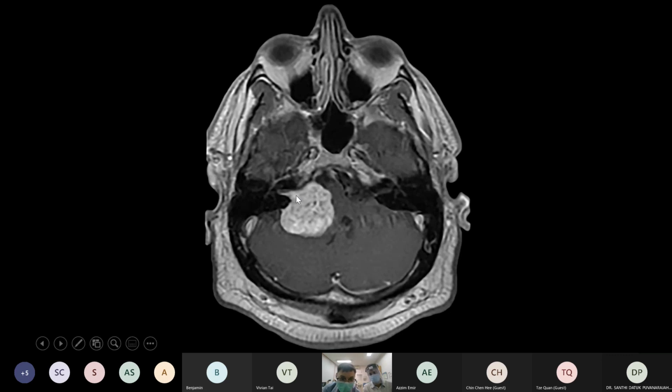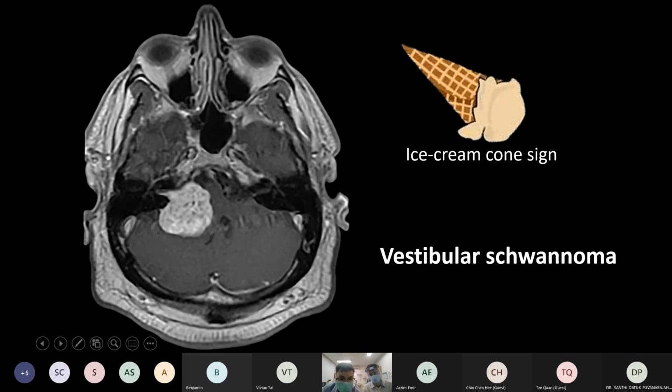This is the CP angle, cerebellopontine angle, and this is the classical ice cream cone sign, which suggests that the patient has a vestibular schwannoma, because usually you can see the tapering tip here extending from the IAM, internal acoustic meatus, up to the CP angle. So this is very classic for vestibular schwannoma.